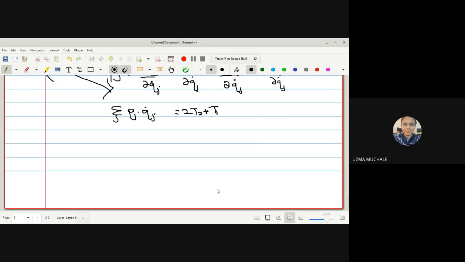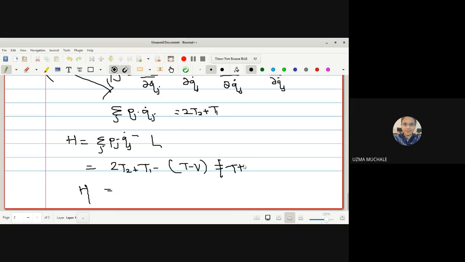Okay. We have seen all this derivation in our first unit. So you have to go back if you want to remember the things. Now, how is the Hamiltonian H defined? It is the summation over j of pj qj dot minus L. So what value did we get for this? 2T2 plus T1 minus L, where L is nothing but T minus V. And hence we get H is equal to T2 plus T1 minus T plus V. So which is not equal to total energy. Is it equal to total energy? No. So hence we can say that H is not equal to total energy.